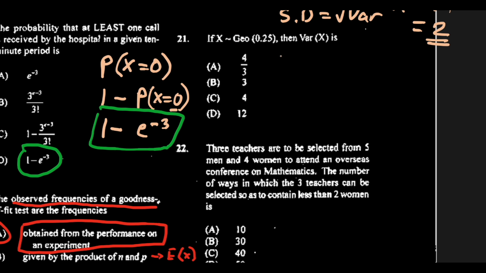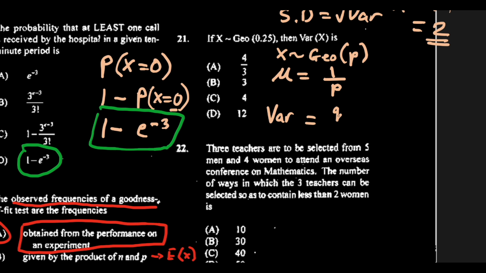Now for geometric, we have a similar situation with a different formula. So geo is given by p, so p represents the probability. Now the mean for the geo is written as 1 over p, and the variance, this is a tricky one to remember, is usually written as q over p squared. Whatever q is, we put that over p squared and we will get our answer.